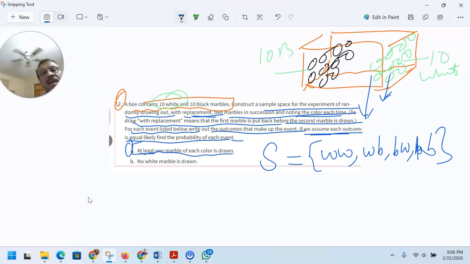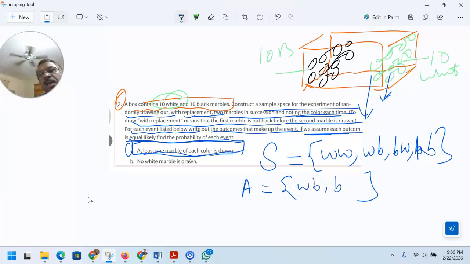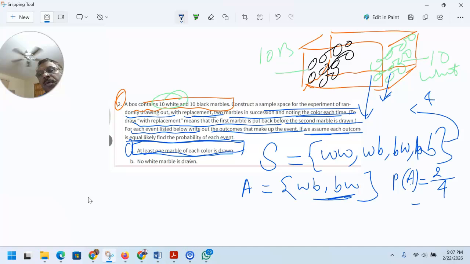The question is at least one marble of each color. This is like an event where at least each color means both should be there. That means it could be white and black, or black and white. So if I want to write the probability of A, there are total 4 outcomes here, and these are 2. So 2 out of 4, which is half or 50%.